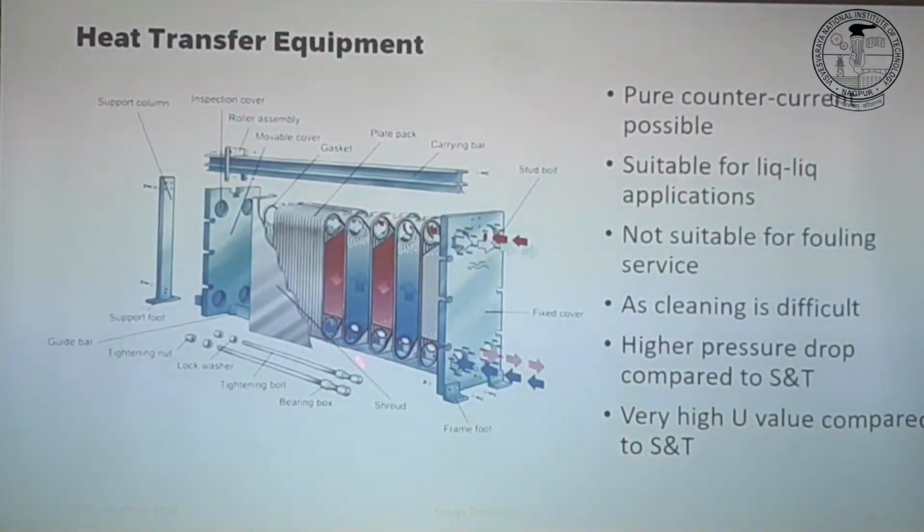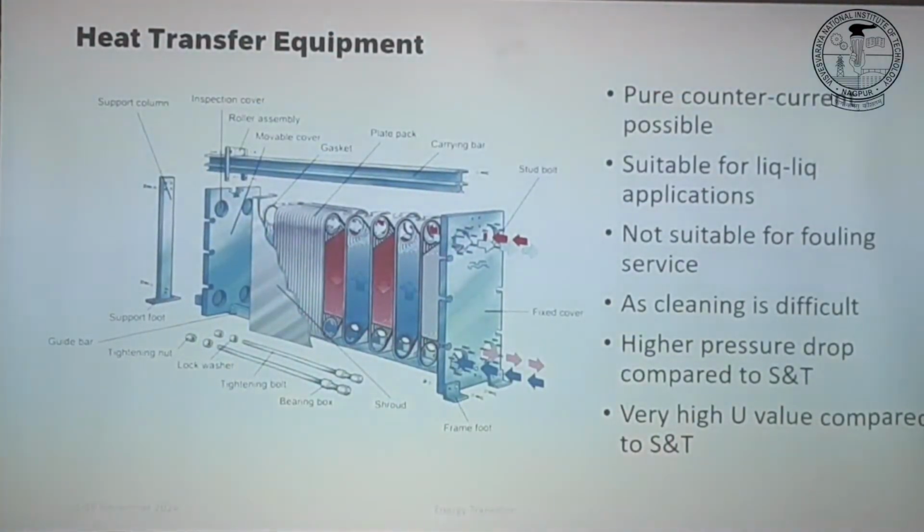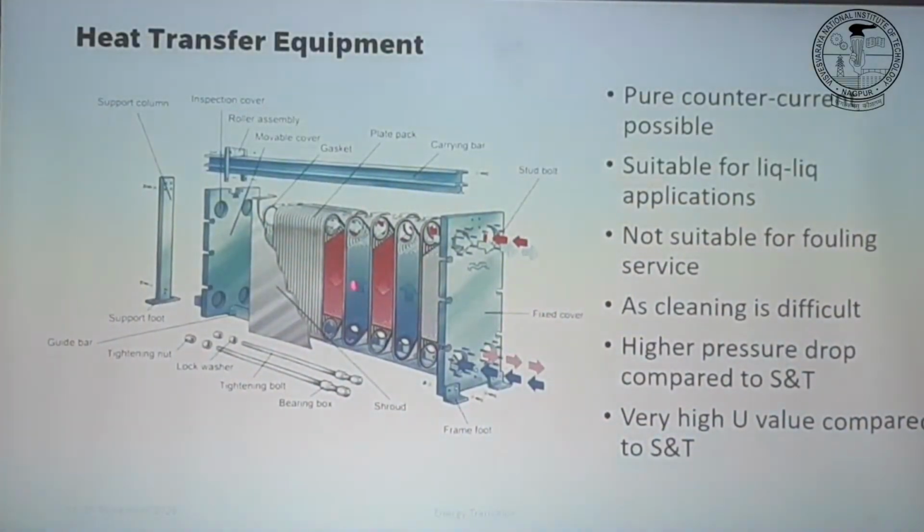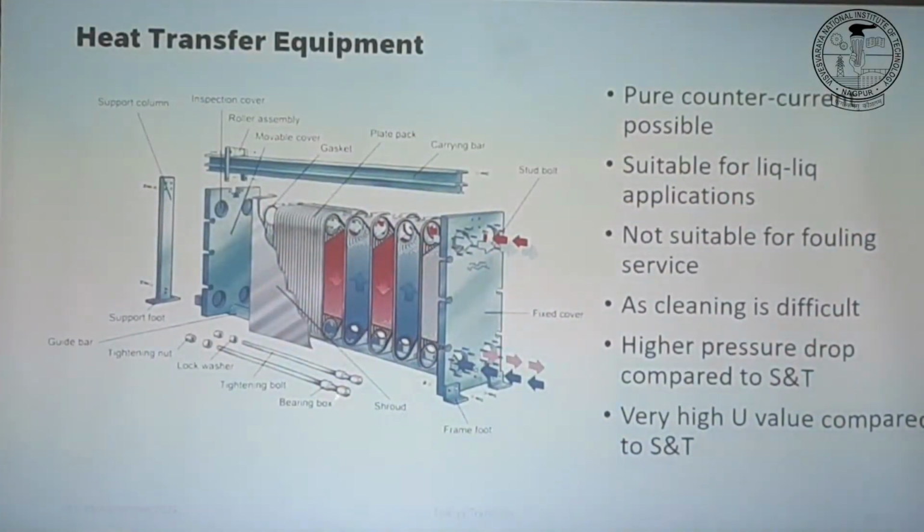But the disadvantage on the other side is that you cannot use it with fouling service. Regular cleaning is not a good idea with such exchangers. And as we said, local velocities are very high, with turbulence because of the very small space between the plates. There's a major advantage: the U value could be 3 times higher than the shell and tube.